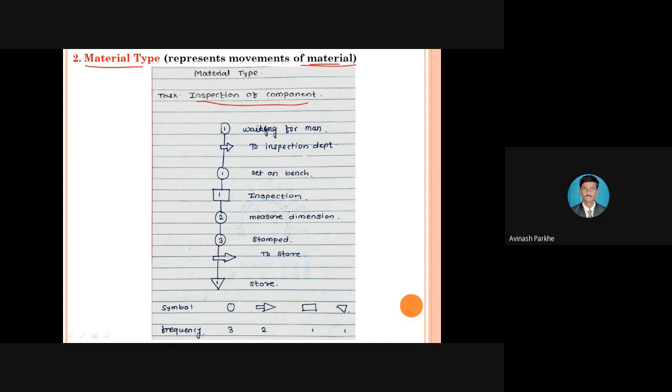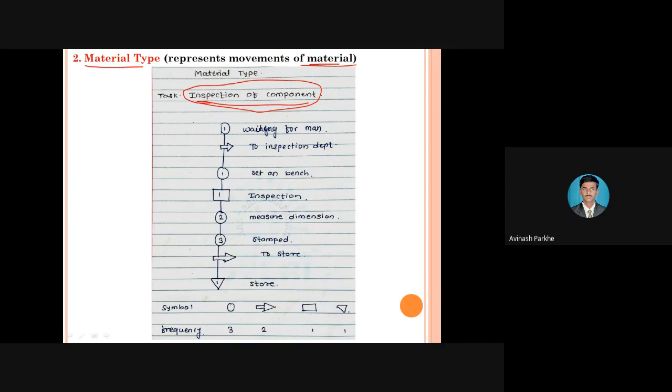Which example have I considered? Again, I have considered the same example, that is inspection of the component. In the previous chart, the activities performed by the man are represented, but during the inspection the material is also moving from one location to another location, then from the second location to the third location. All those movements are represented by using this material type of flow process chart.